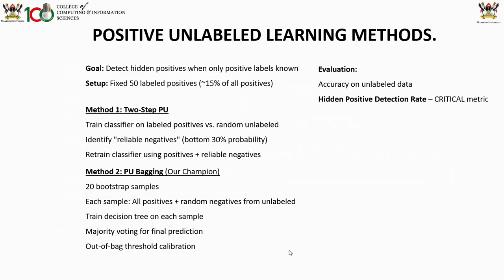And then positive unlabeled learning methods. In this case, the goal is to detect hidden positives when only positive labels are known. So we basically use a fixed 50 labeled positives, that is 2-step PU, and then PU bagging, of which it was our champion. And then the evaluation, in this case accuracy, was based on unlabeled data. And then hidden positive detection rate, in this case, was a critical metric.